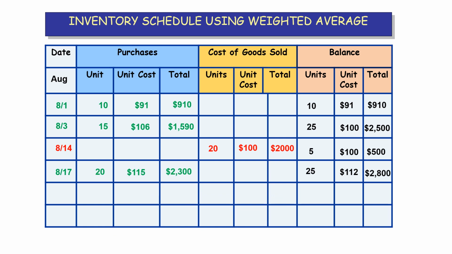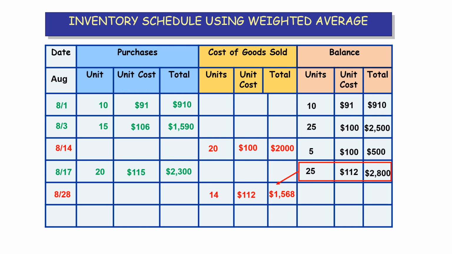And now we are going to make a sale. So on August 28 we sold 14. Now all those 14, the cost of goods sold per unit would be at $112.